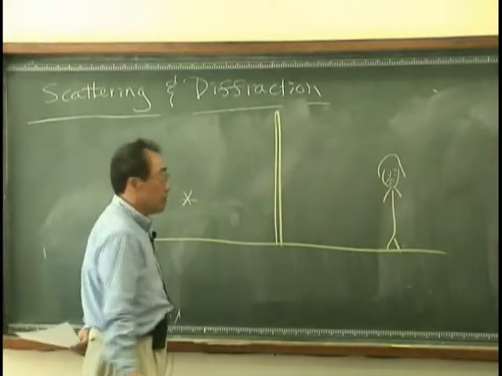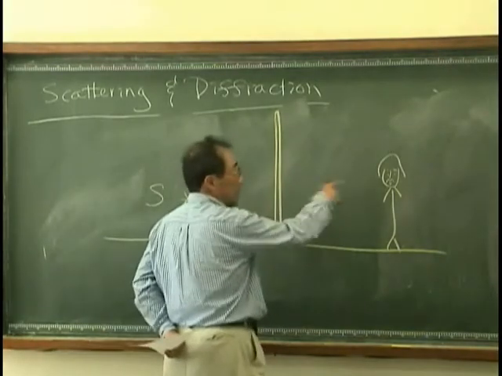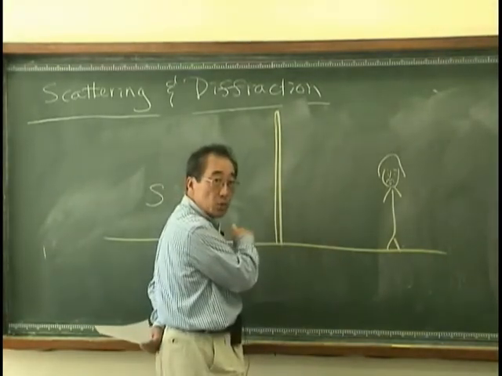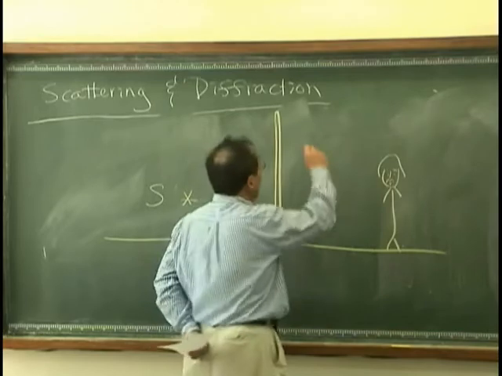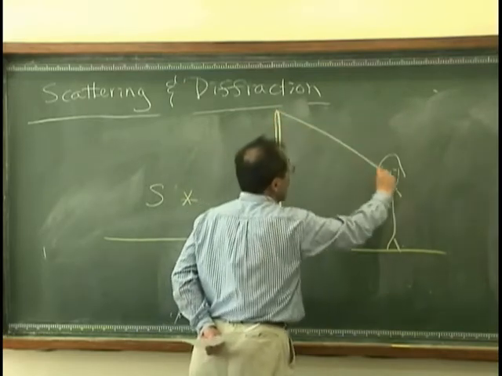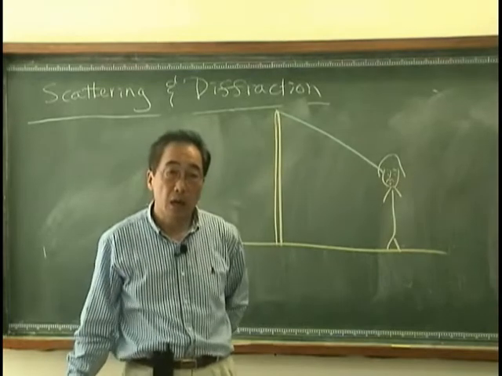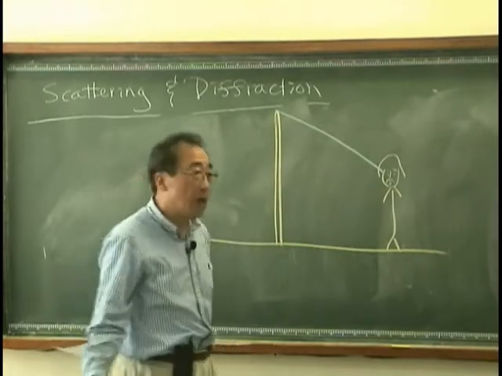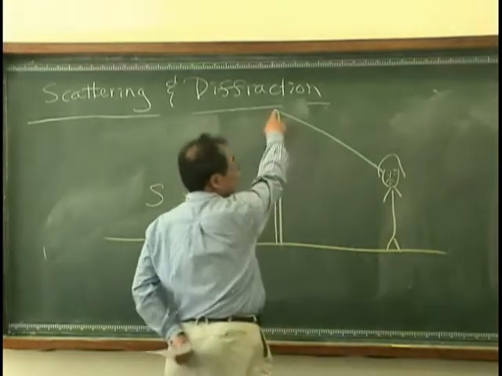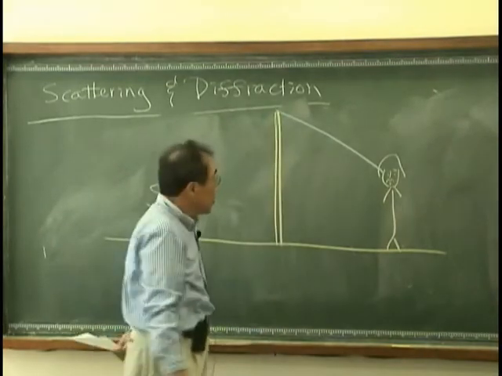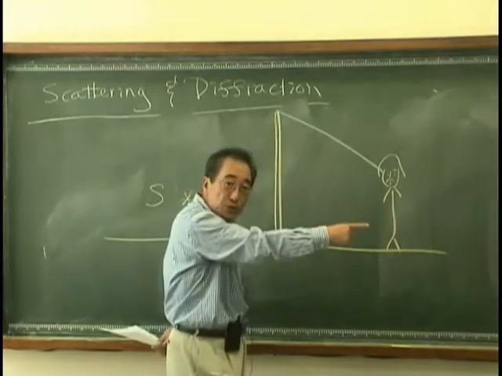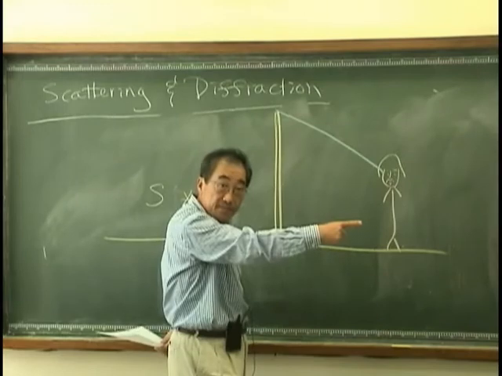As I said to you, he cannot see this source. And then what he hears can be regarded as something coming from this top end. So this distance is very important. Right?